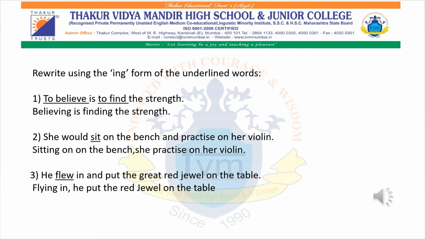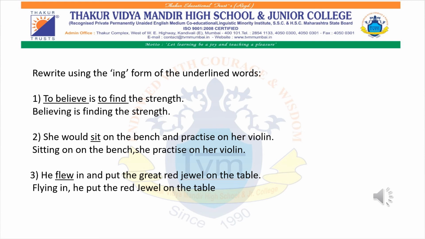Now we'll move to a third example. He flew in and put the great red jewel on the table. Now in this sentence, and is over there. So instead of and we have to write he. Let's see. If we write he flying in and put the great red jewel on the table, that doesn't make sense at all. And therefore, flew. If we add flew plus ing, it will be flying. So flying in, instead of and you wrote comma, he put the great jewel on the table.